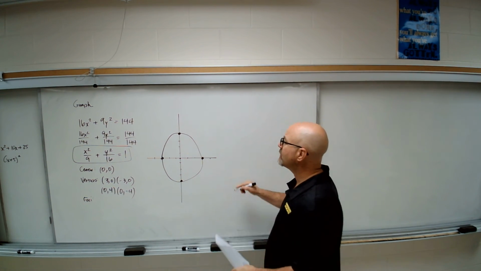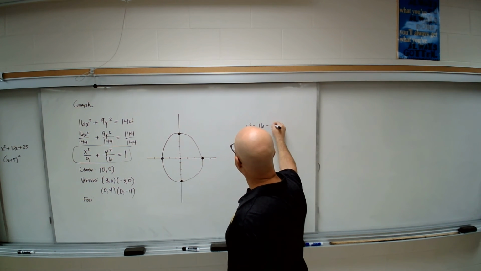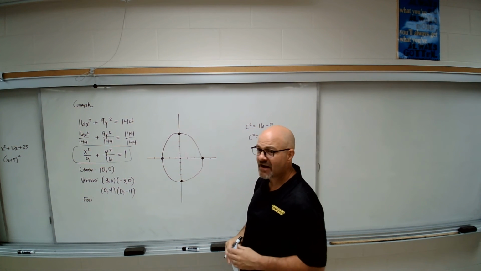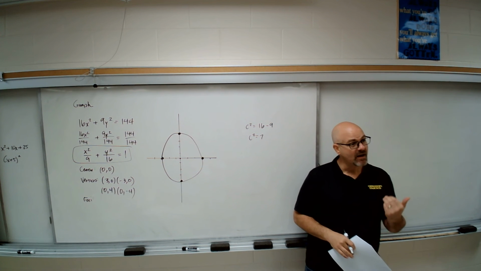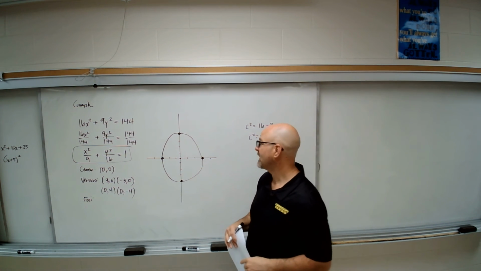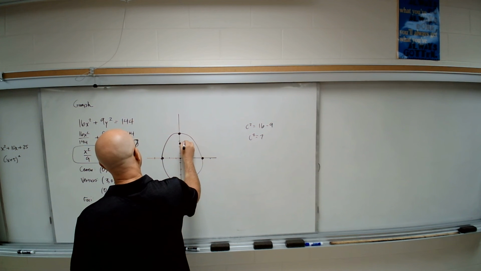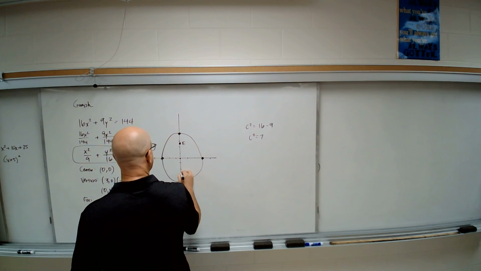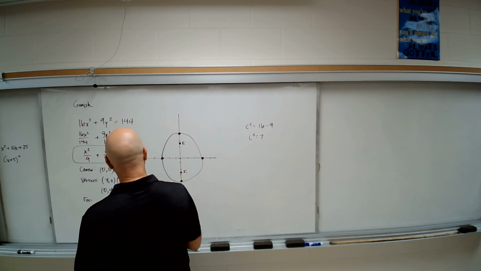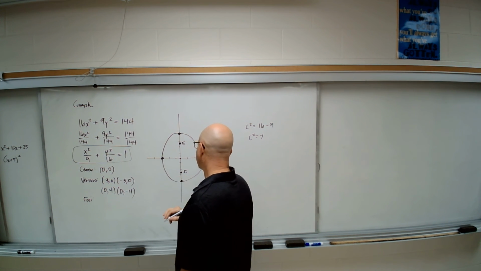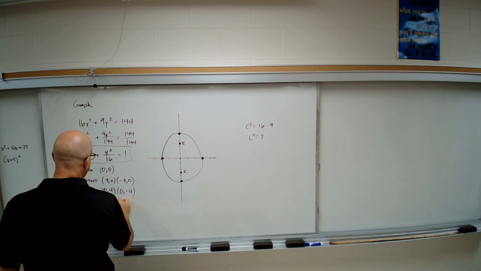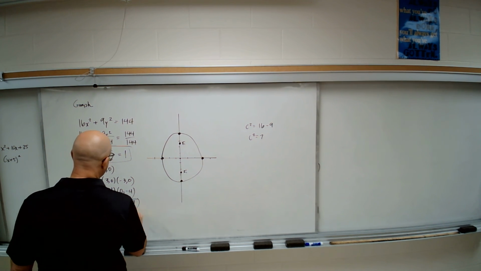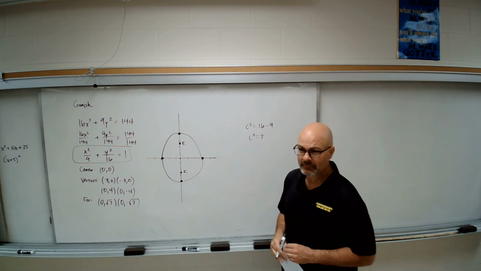So what we need to do is c squared will be 16 minus 9. So that's 7. So the foci are radical 7 units on the major axis, right? So that's going to be up radical 7, which is a little bit less than 3. And then down radical 7, which is a little bit less than negative 3. And so that's going to give us 0, radical 7, 0, negative radical 7.